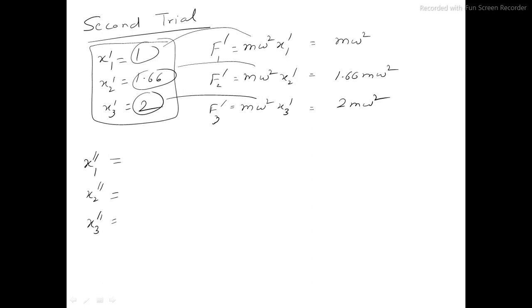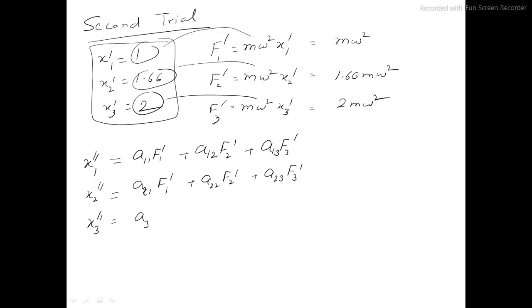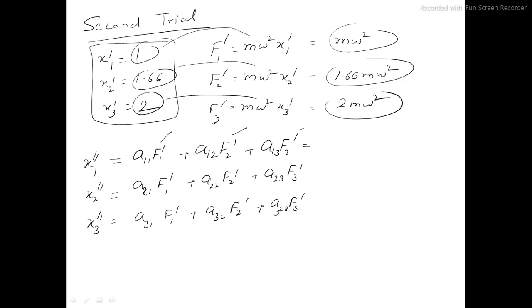So we will apply the same formula for the influence coefficient. Deflection at point 1 due to load at point 1, deflection at point 1 due to load at point 2, deflection at point 1 due to load at point 3, like that. The same method will be followed as we have done in the first trial. So it is a quite easy method, but sometimes it may go lengthy. Okay, so we will put the values of influence coefficients and f1 dash, f2 dash, f3 dash from here. One step I will complete, the other I will write directly. So f1 dash is m omega square, but a11 is 1 by k.